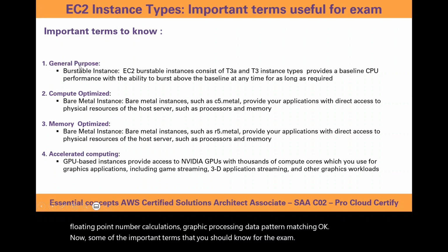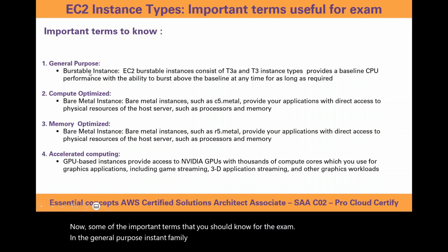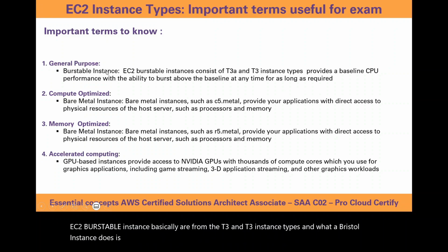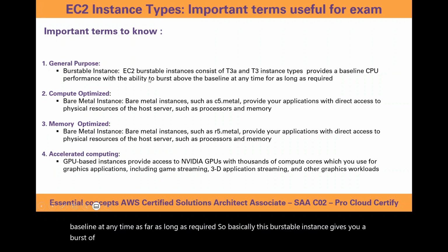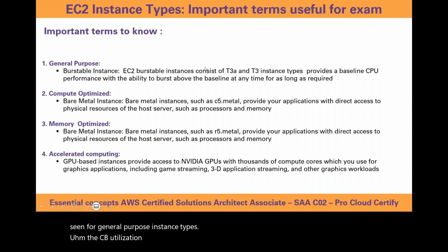In the general purpose instance family, we have burstable instances. EC2 burstable instances are basically the T3A and T3 instance types. A normal general purpose instance provides a baseline CPU performance. However, a burstable instance has the ability to burst above the baseline at any time for as long as required. So this burstable instance gives you a burst of performance when required, because traditionally, for general purpose instance types, the CPU utilization is just at a specific baseline.